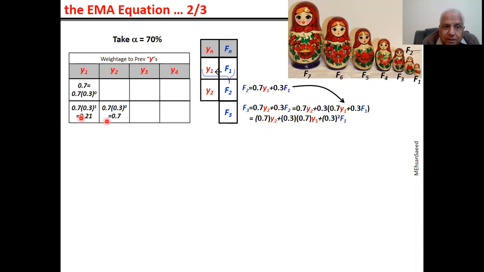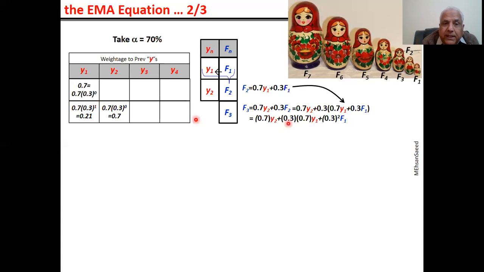What has happened? Look, the weightage given to Y1 has now reduced from 70% to 21%, or from 0.7 to 0.21. And the weightage of Y2 is, of course, 70%. And if we write it in the same format, what do you see here? It is 0.3 raised to the power 0, but 0.3 raised to the power 1 now. That is how it is going as written over here. You see here 0.3 multiplied by 0.7.